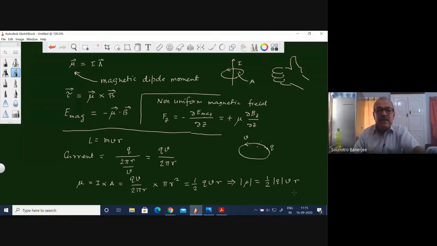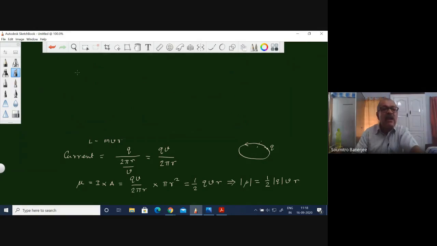So the magnetic dipole moment has a specific value. Now notice it is a very classical picture because I have drawn a specific orbit of the charge. In quantum mechanics, you cannot define such an orbit, but nevertheless, we are presently trying to explain it in terms of classical mechanics.